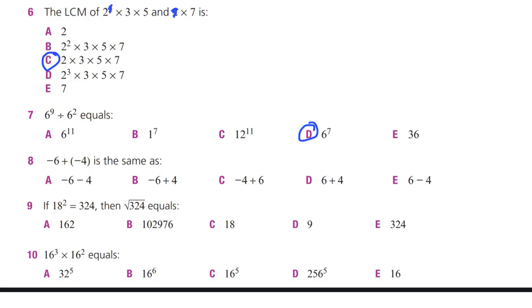Minus 6 minus 4. Is that one? 18 squared, which means the opposite will be 18. So you square to go to that, and you square root to go to this. And for these, multiplying together, you have to add the indices. 3 plus 2 is 5. And there we go. There's all the questions.